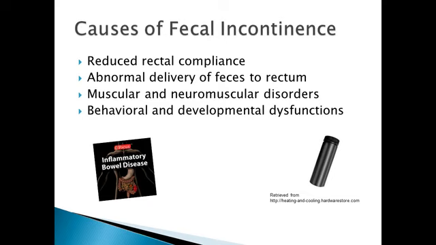Muscular and neuromuscular disorders include perineal descent, myasthenia gravis, congenital hereditary myopathies, or may be idiopathic, which basically means we just don't know why. Some individuals with profound psychiatric disorders may also become incontinent. And we have already discussed encopresis.